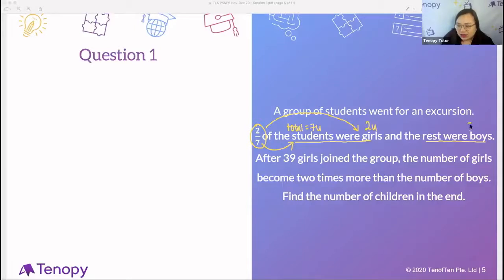So this is 5 units. Now I break down the numbers. I know my total students is 7 units. Yes, Faliha, go ahead and solve it.